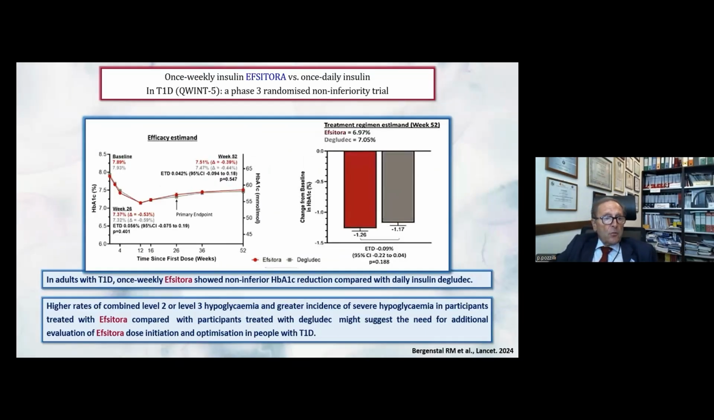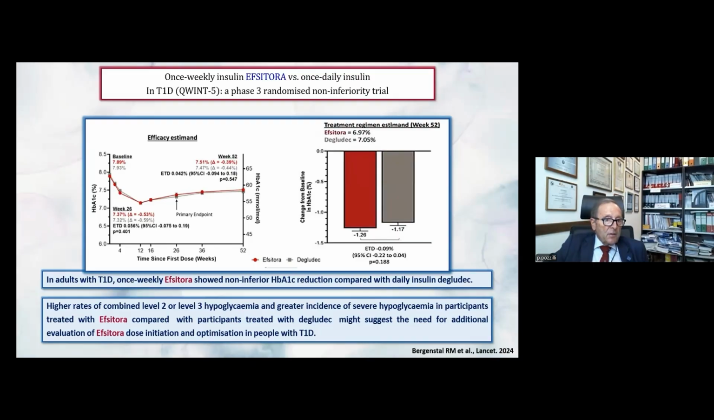The other weekly insulin is the efsitora, that is, again, a weekly insulin, and was compared in the QUINT-5 study in patients with type 1 diabetes as well. This is a phase 3 randomized non-inferiority trial. And you can see the HbA1c here between the two groups of patients. Really, they are equal. There is no difference between the once weekly insulin efsitora versus standard daily insulin therapy in patients with type 1 diabetes.